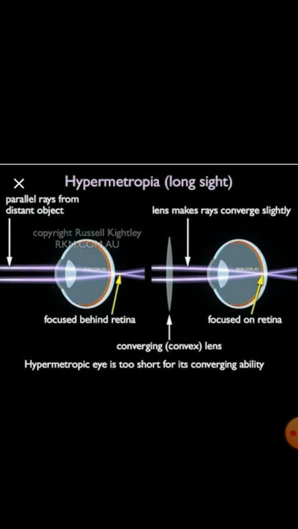I repeat, the convex lens forms a virtual image of the nearby object, which is at the near point of hypermetropic eye.